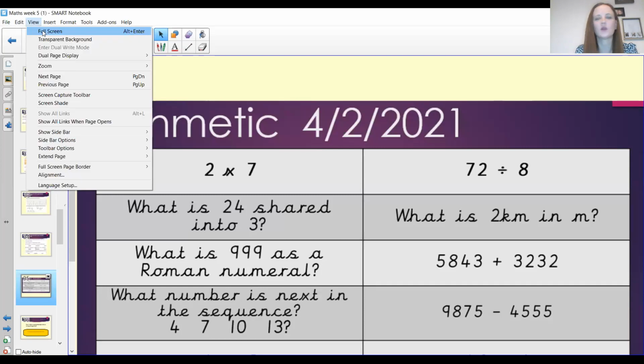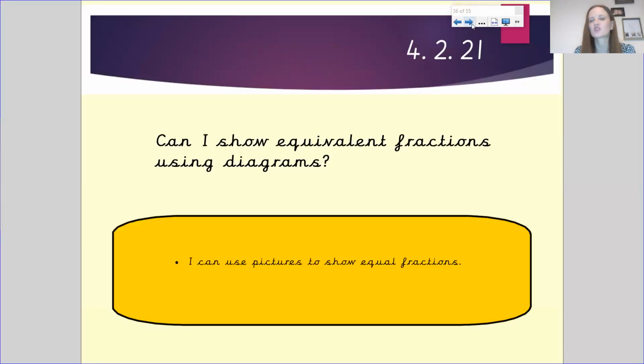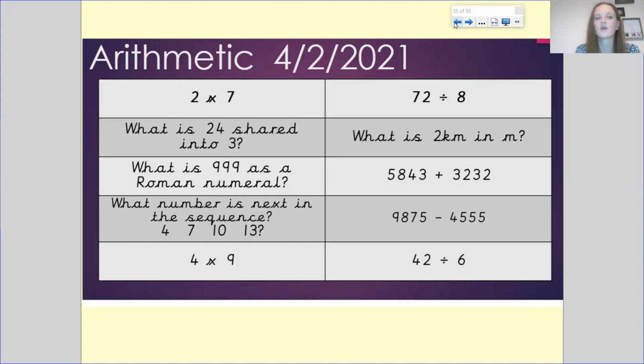In the previous lesson, we were continuing looking at our equivalent fractions. And in today's lesson, we are looking at equivalent fractions using diagrams. So before we do that, I'm going to pause the video on the arithmetic for you, and please make sure you have a piece of paper and a pencil and answer the arithmetic questions that have been given to you on the screen.